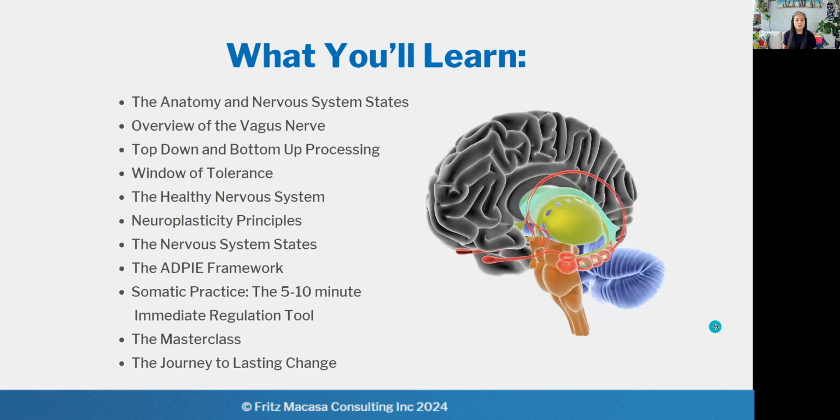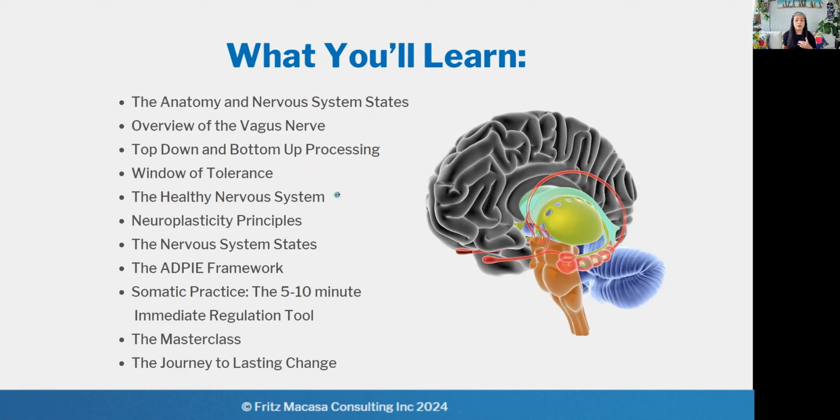So let's begin. What you will learn in this introduction are these amazing things. So first, we'll start off with the anatomy of the nervous system and the different states we have, and then an overview of the vagus nerve, which has a key role in regulating our nervous system and allowing for that neuroplasticity to occur from now moving forward, so we have lasting results. Then we'll talk about the concept of top-down and bottom-up processing with an introduction of this concept called the window of tolerance to really help us maintain our stress levels.